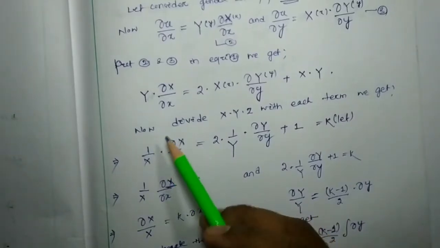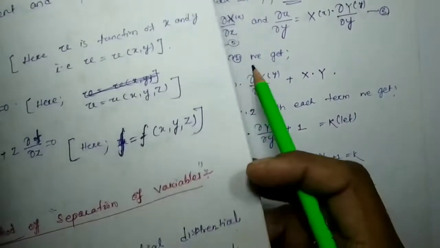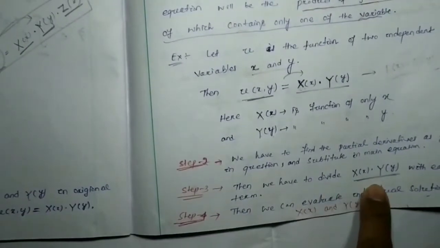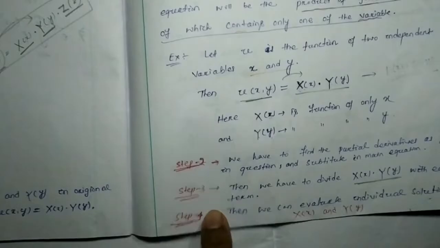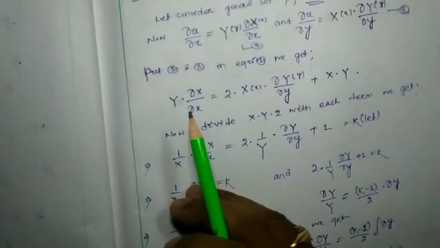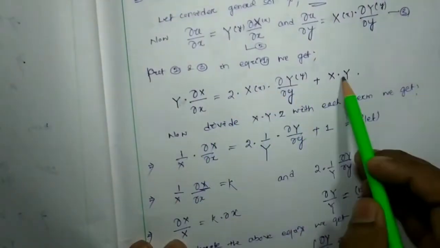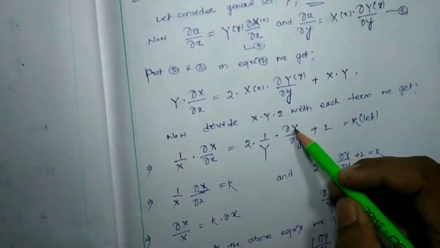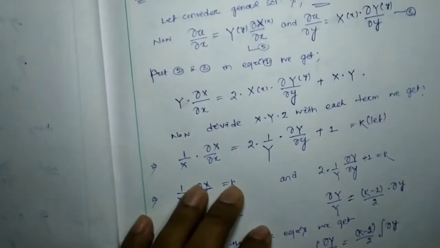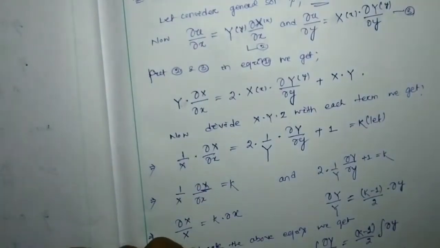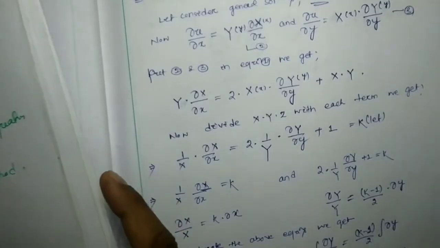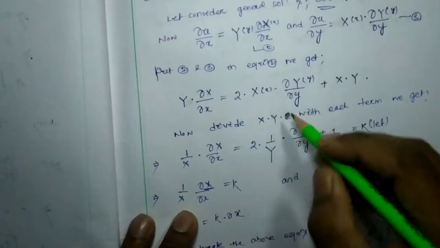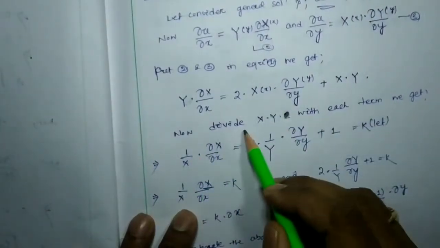Okay, so after substituting these things, step 3 tells us that we have to divide by X into Y with each term. Here we have 3 terms, this one, this one, and this one. So we have to divide by X into Y into Z with each term. Here I mistakenly wrote Z, but u is only a function of x. So Z is not there, only X into Y. So now we have to divide by X into Y with each term.